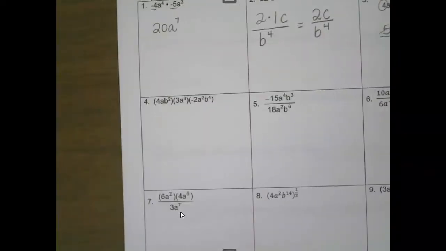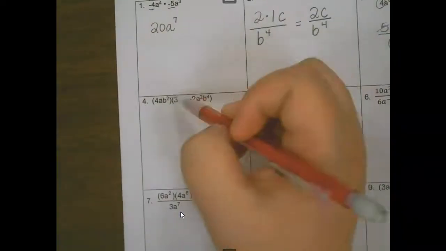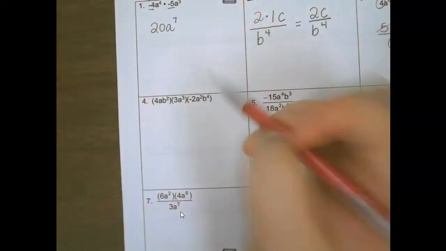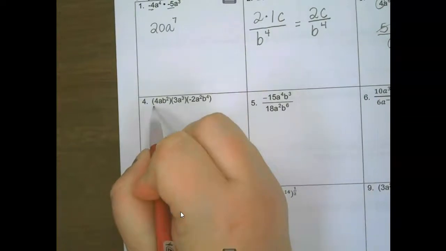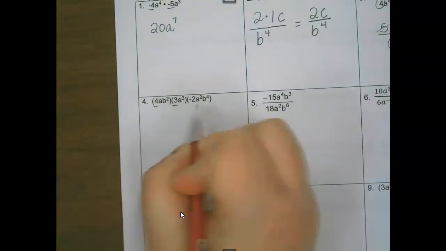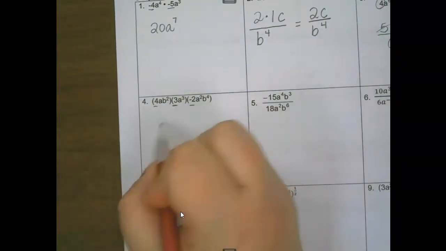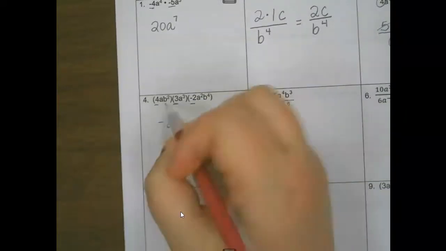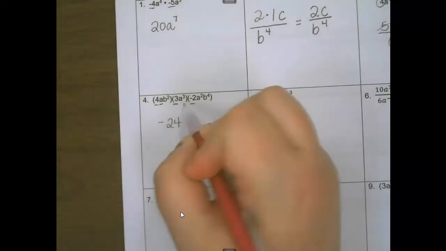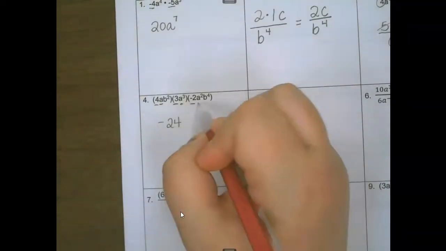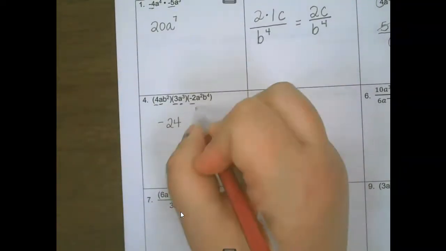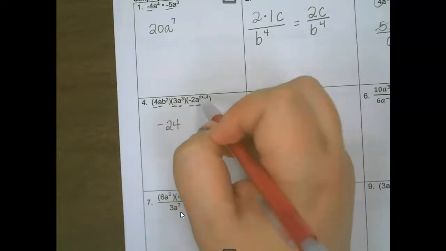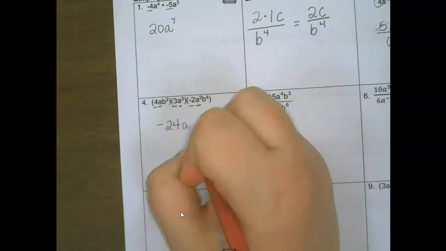Look at number 4. I have parentheses, but if you notice, none of these have an exponent on the outside. So I'm going to work my coefficients first. 4 times 3 times -2 is -24. Then I'm going to work my a's. So I have a to the 1, a cubed, and a squared. So I add those with multiplication. 3, 4, 5, 6. So a to the 6th.